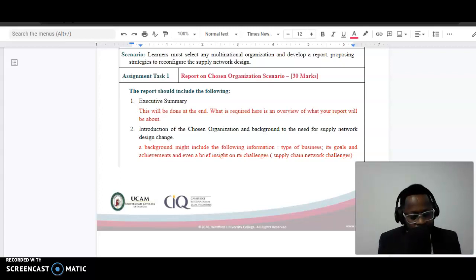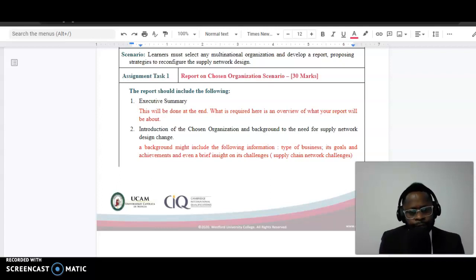And you can mention these things in your executive summary among other themes, right? So the executive summary, I wouldn't worry too much about it. You will do it at the end, and it's an overview of your report, or this part of the report. Now let's look at question number 2 in task 1. Question number 2, task 1. Introduction of the chosen organization and background to the need for supply network design change.